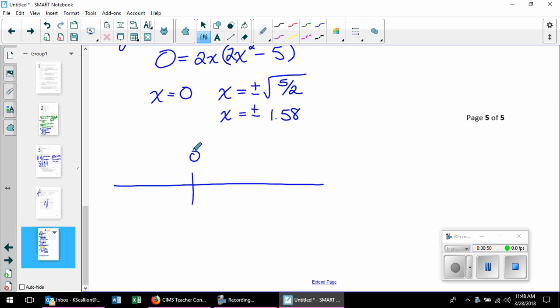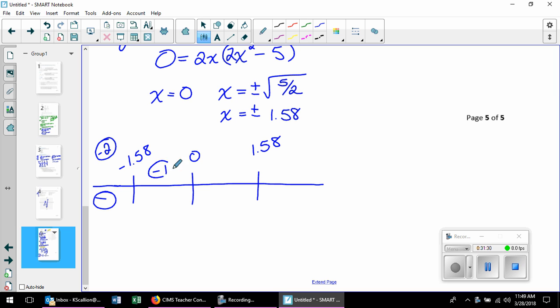So I've got 0, I've got negative 1.58, and I've got a positive 1.58. I've got 3 of them. So the question is, for these critical values, am I substituting into the original or the derivative? Derivative. So at negative 2, if I put it into the derivative, do I get a positive or negative number? Negative.